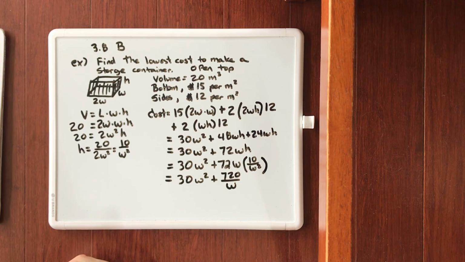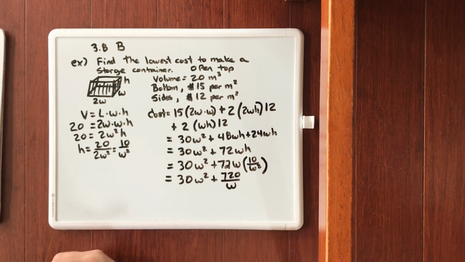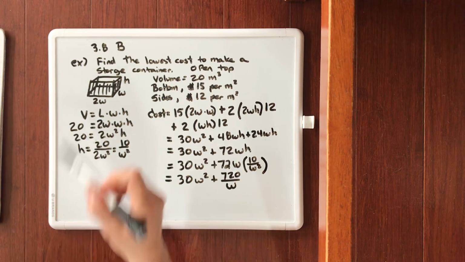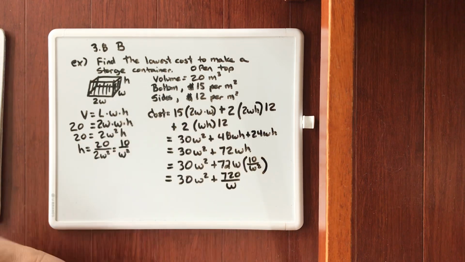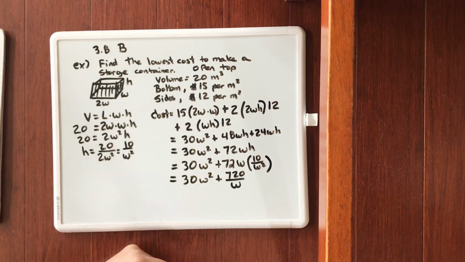Okay. Now this is really nice. We actually have one function with one variable. And the question is, find the lowest cost. So we're going to take the derivative of this function to find the minimum. All right, I'm going to erase this. Give me a moment here.